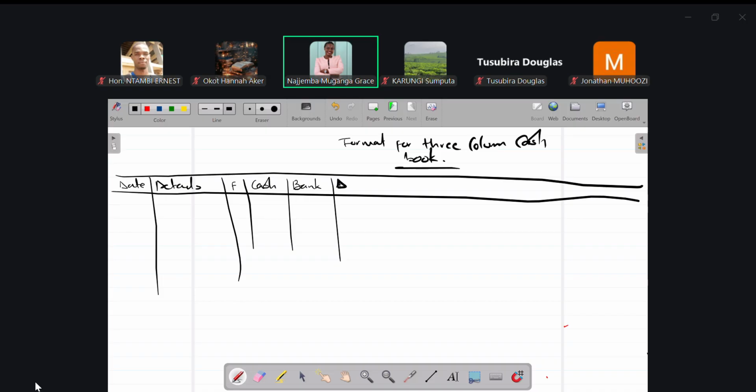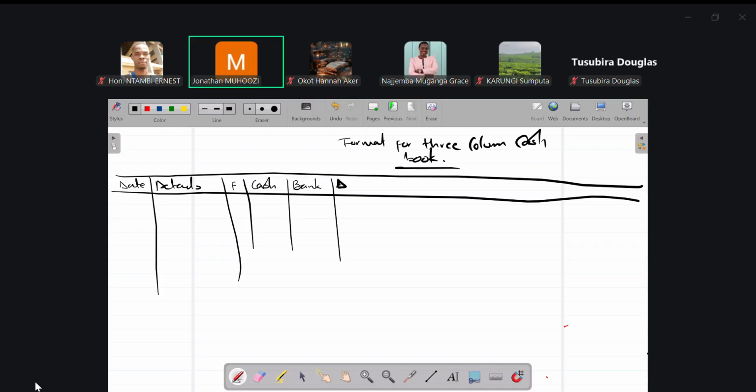Why was I remembering like we had looked at the double column cash book? That's because you taught afternoon the double column. Oh my God.